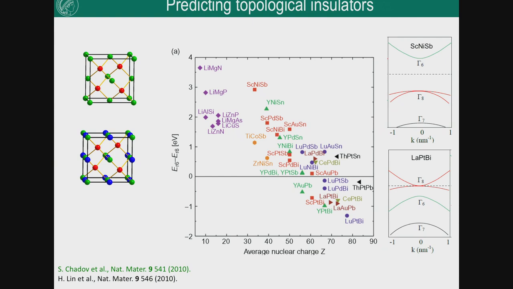We simply have to rename it, like scandium, nickel, antimony. It has a real band gap, or lanthanum, platinum, bismuth, which has this negative band gap. The negative band gap is here because the S electron is below, like in mercury telluride. So why should we do this?